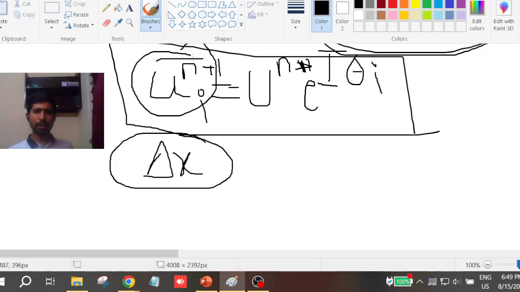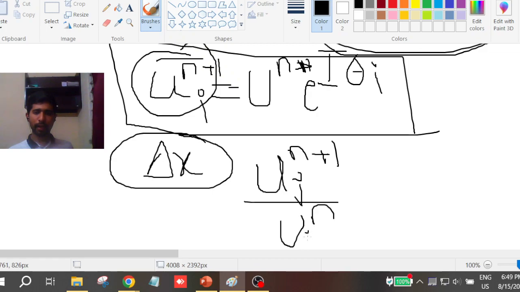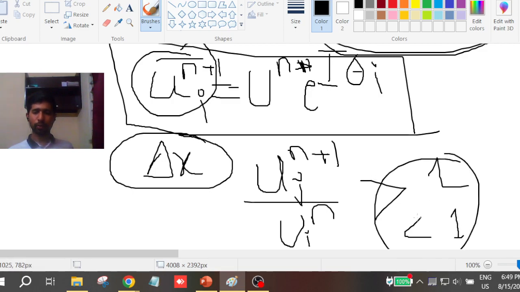Now you can substitute this in the governing equation and check how u at i at n plus 1 divided by u at i at n, will this be greater than 1, less than 1? What will it be? If it is greater than 1, it means that the solution is diverging. I mean the magnitudes are increasing over a period of time.